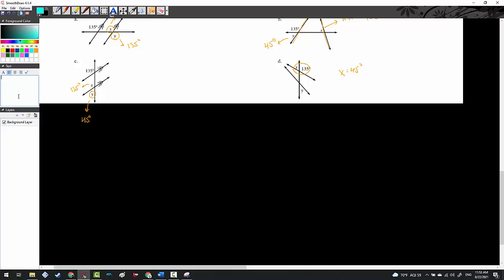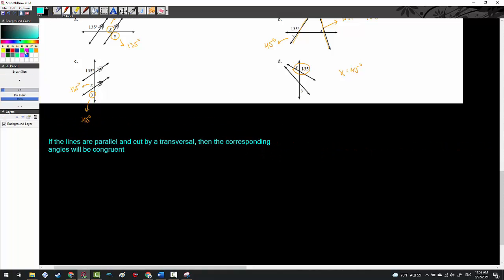The biggest takeaway that I want you all to get from this is that if the lines are parallel and cut by a transversal, then the corresponding angles will be congruent. Now remember, this rests heavily on the notion that the lines are parallel. As we saw in the last example, when the lines aren't parallel, they can still be cut by a transversal and the corresponding angles don't necessarily have to be congruent.